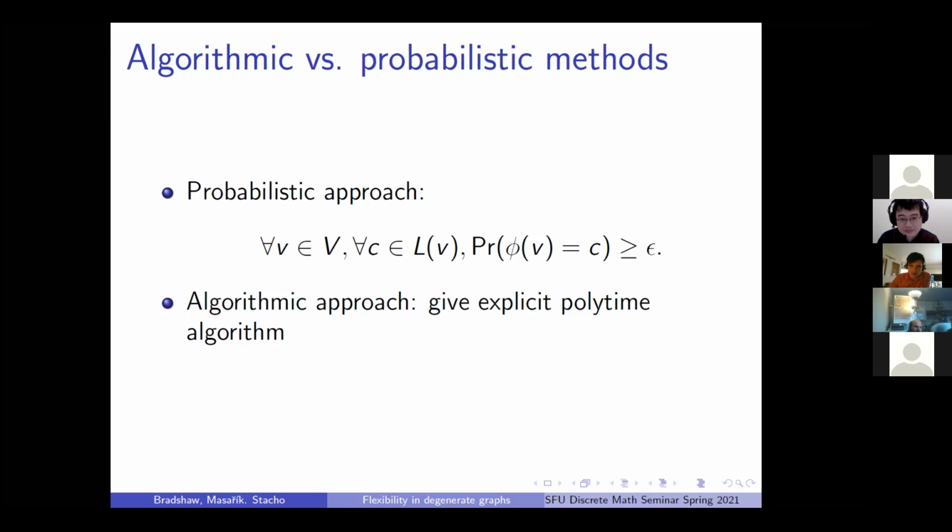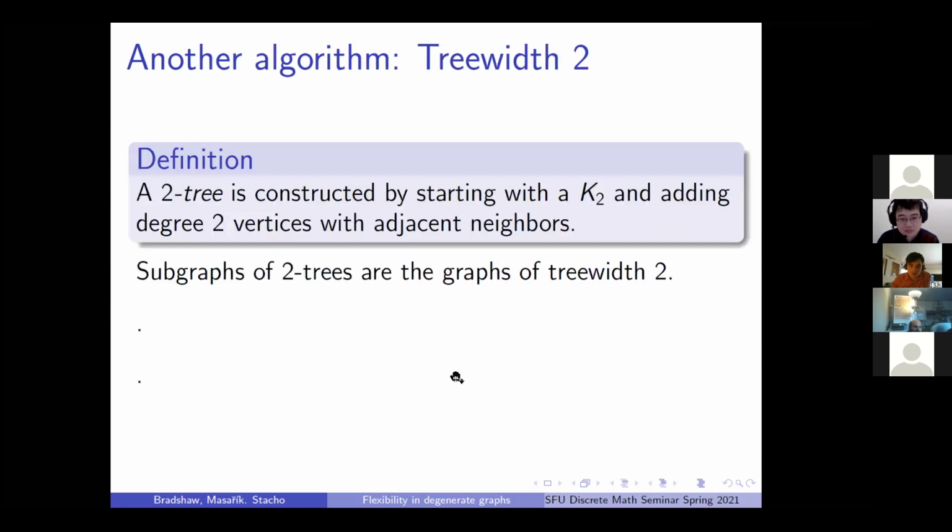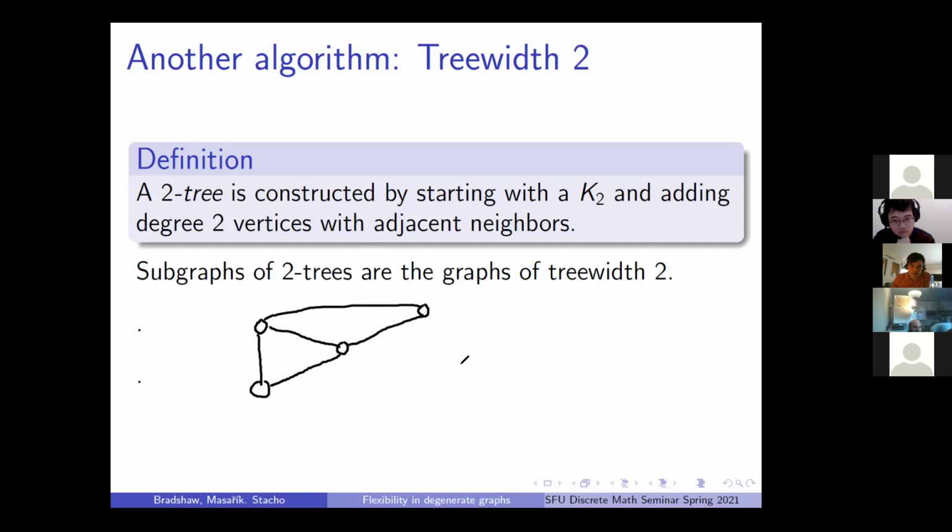I'd like to show one other algorithmic approach that we came up with for another class of graphs. So remember, we also considered graphs of tree width 2. And in order to explain our method for graphs of tree width 2, I'll define what a 2 tree is. A 2 tree is a graph that you get by starting with a K2, like this, and then adding vertices of degree 2 whose neighbors form an edge that's already in the graph. So I add a new vertex, and I give it 2 neighbors that form an edge that already exists in the graph.